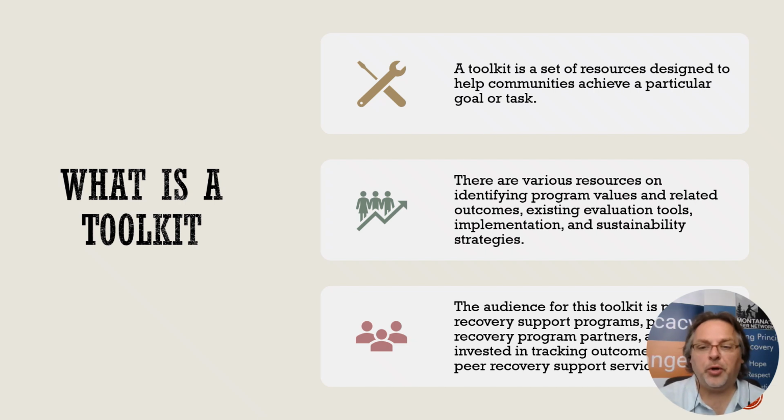Okay, so if you're not familiar, a toolkit is just a set of resources designed to help a particular audience achieve a goal or a task. And here we're talking about the implementation of peer services. There's lots of various resources that can identify program values or outcomes or help you do the measurements and develop strategic plans for sustainability. This is just one, right? And again, this is aimed at peer support services.